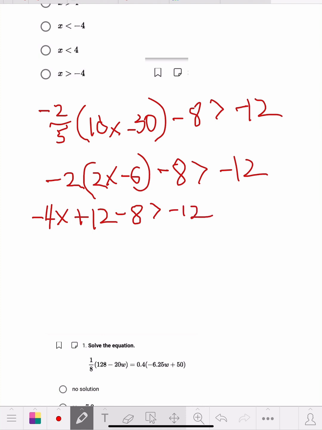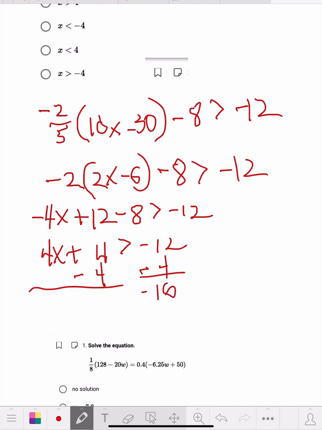Let's see. Let's put things together. Okay, so we got, we add these two together, we get a positive 4. So we get 4x plus greater than negative 12. Now, if we subtract 4 from both sides, negative 16, okay? Now we come down with 4x. Whoop, negative 4x.